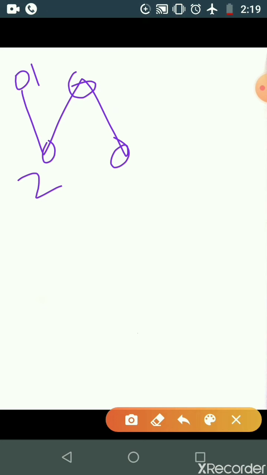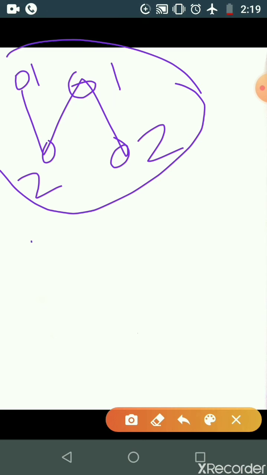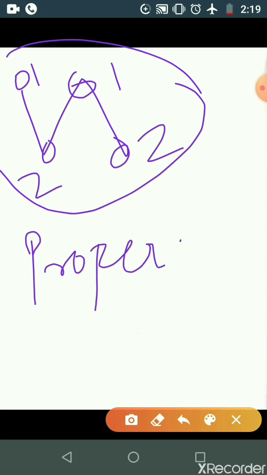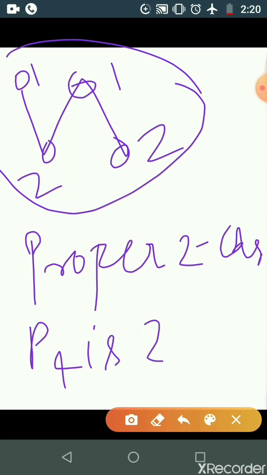Okay, and if you are using, again this is not adjacent with the first vertex, so you can use the same color, and here also you can use color 2. So here how many colors are being used? 2 colors, and this coloring is a proper coloring, so a proper 2 coloring exists, correct? So this P4 has a proper 2 coloring, correct? And the graph is known as 2 colorable, okay?